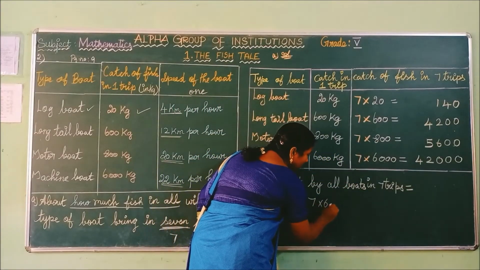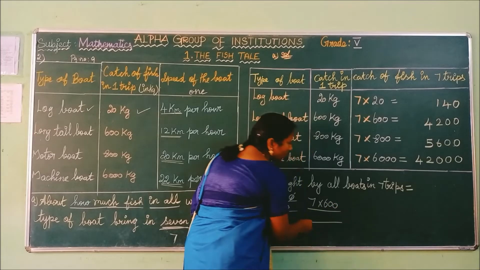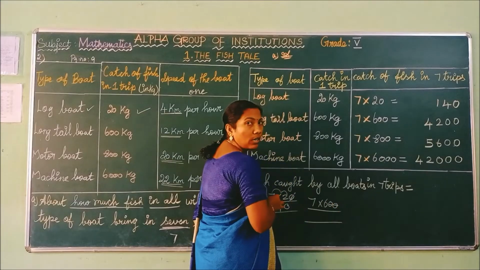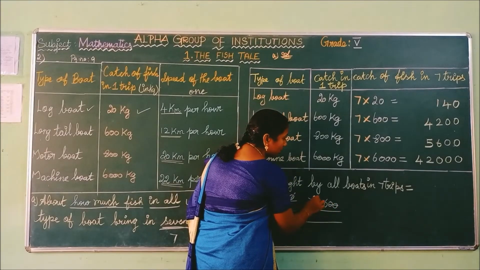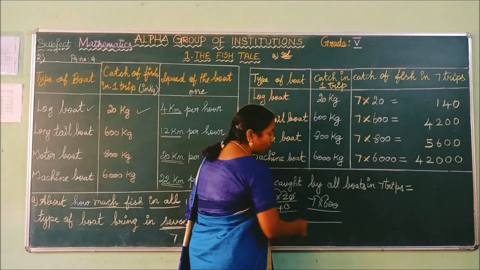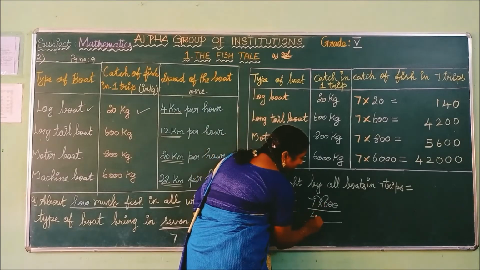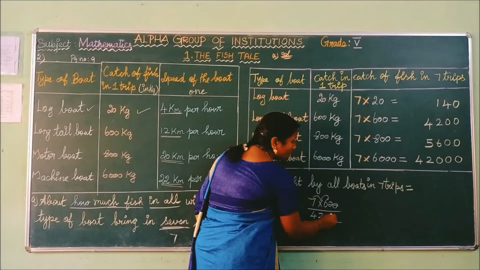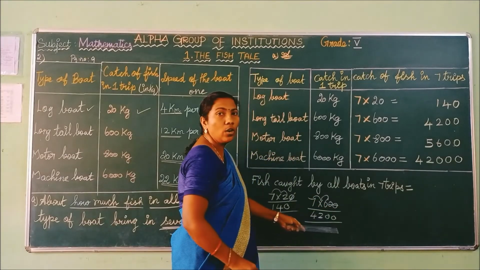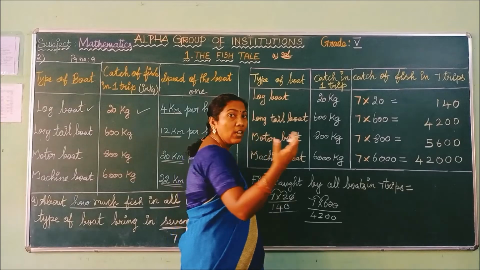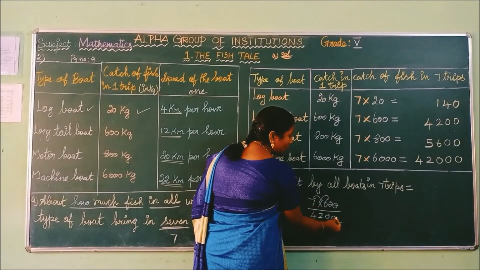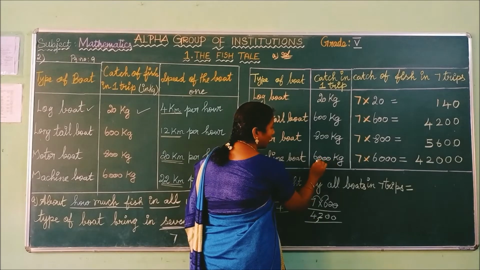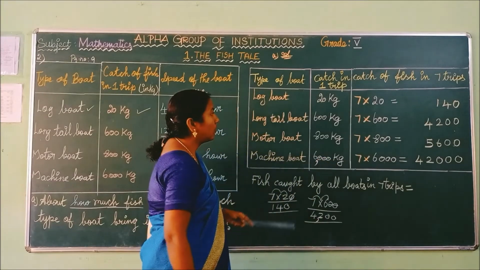Similarly, see the next one, 7 into 600. How many zeros do we have here? 2 zeros. So forget the zeros first. What are the remaining numbers? 7 into 6. So 7 6s are 42 or 6 7s are 42. Write the number here. How many zeros did you strike out? 2 zeros. Add the 2 zeros. So the answer is 4200. How do you place the comma? After the first 3 digits starting from the right. So 1 2 3. Here also you place the comma like this. Okay.